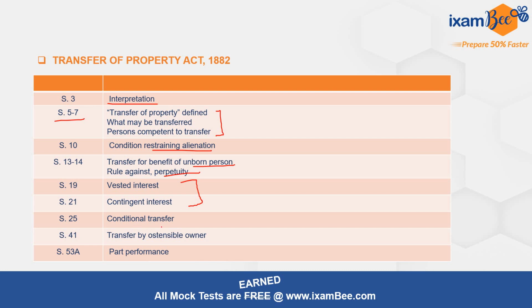Then section 25 is what is a conditional transfer and how that will be taking into effect and all that has been covered. Section 41 is talking about transfer by ostensible owner. So who is basically an ostensible owner, how the transfer will be taking into effect by that particular owner, that all you have to be thorough and clear with. Section 53 हमारा बात करता है part performance क्या है. So ये सारे जो sections है वो बहुत ही important है from the exam point of view.